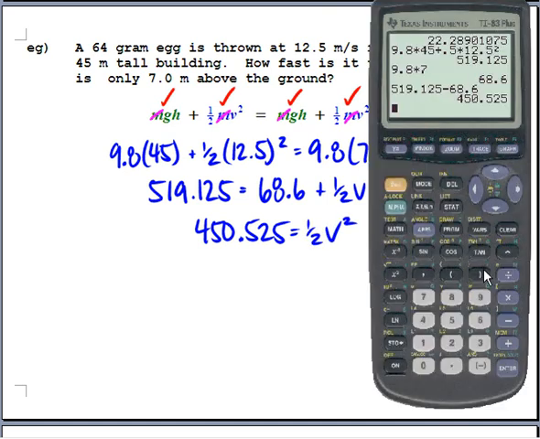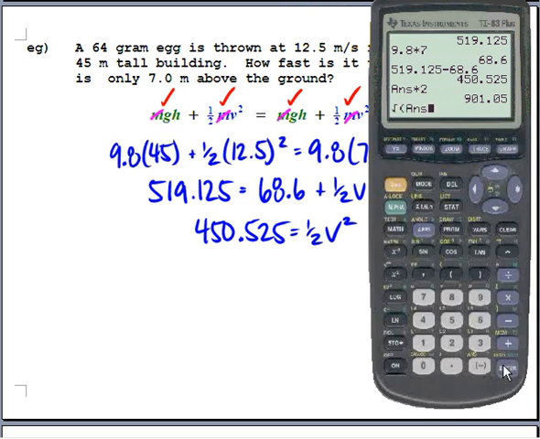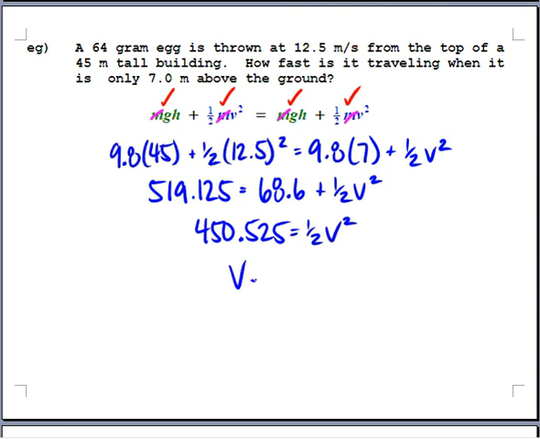And I'm going to go ahead and multiply by 2 to get rid of the 1/2. And then square root. Hey, that's going to be close to a nice number. 30. So the velocity of this egg when it is 7 meters above the ground, 30 meters per second, flying down towards the ground. So there's conservation of energy lesson 1.